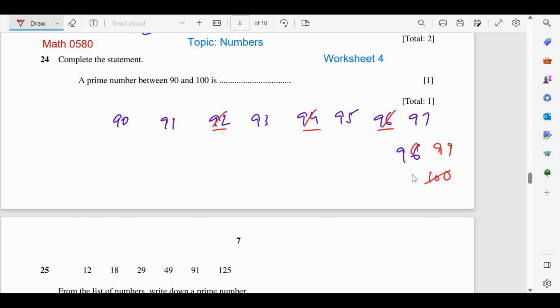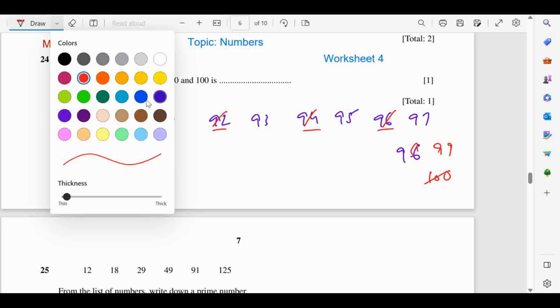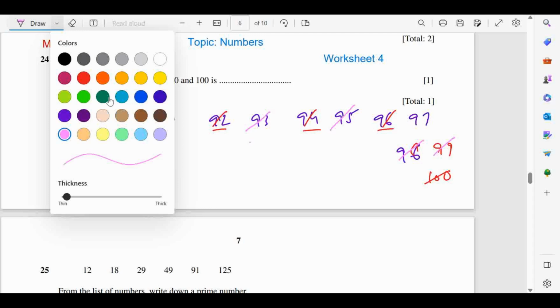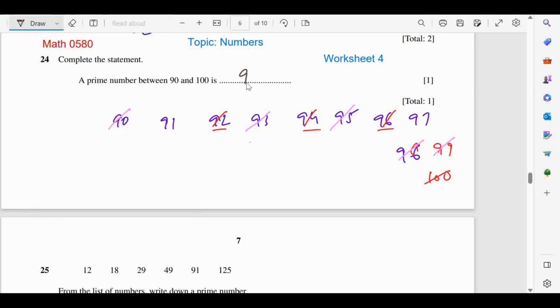Okay, now we eliminate the even numbers. Now we can see that these are the numbers. They are in the table of 3. This one is in the table of 5. This one is in the table of 2. This one is in the table of 3. Now we have two prime numbers. The one is 91 and the other one is 97. So we can write that 97 will be the final answer. Or 91 is also the correct answer.